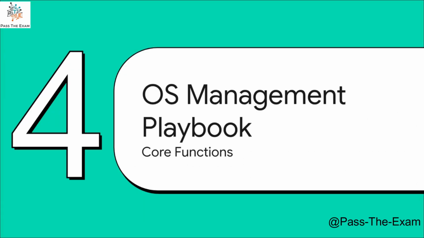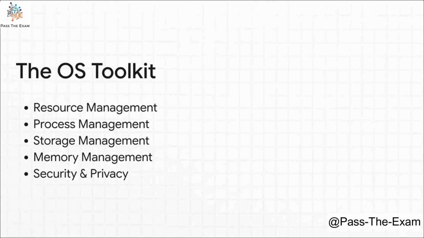So, how does the OS pull this off? How does it try to be both easy and fast? Well, it has a playbook, a set of key jobs it's always doing in the background. Basically, the OS is the ultimate manager. It's juggling 5 really important things all the time. Your resources, your processes, all your storage, your computer's memory, and of course, security and privacy. So let's dive into each one.